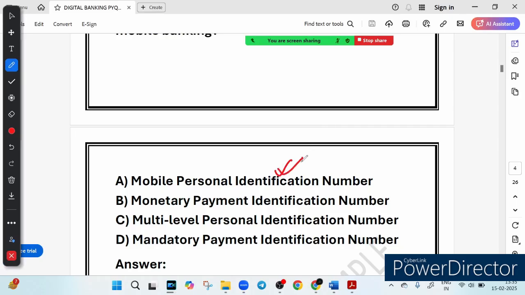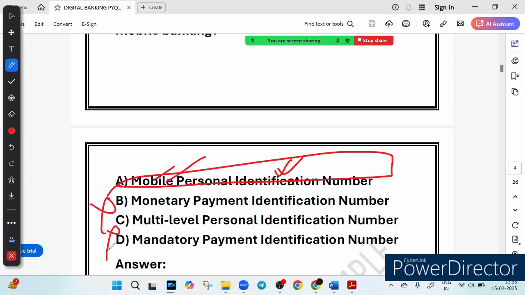Actually, it is option A, monetary payment identification number, right? Now option B says mobile personal identification number. Yeah, this is correct. It is not monetary personal identification number. MPIN stands for mobile personal identification number, and this is a 4 to 6 digit code. This is a 4 to 6 digit pin used to authenticate mobile banking transactions. Think of it like an ATM pin, but for mobile banking.